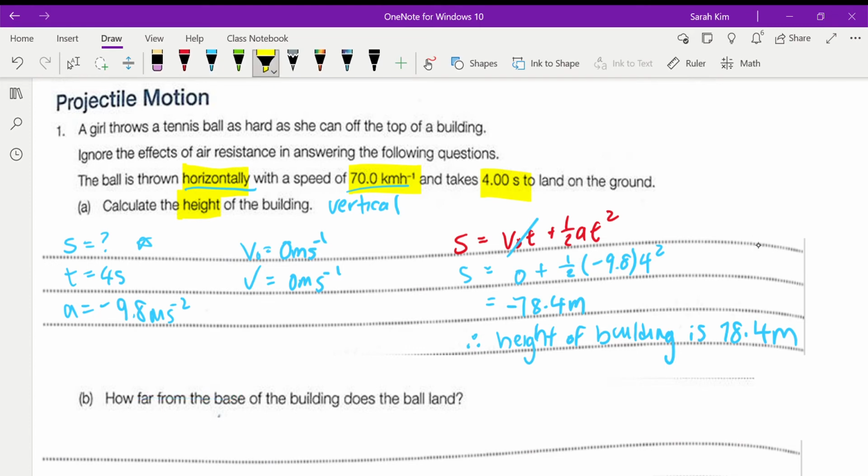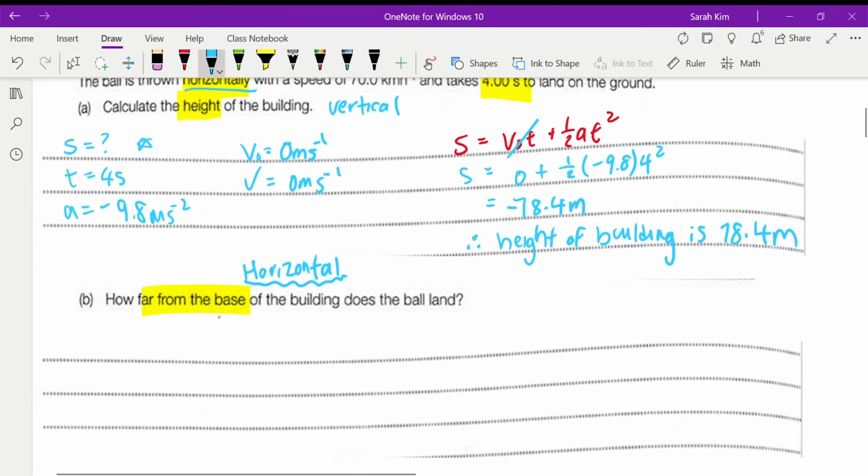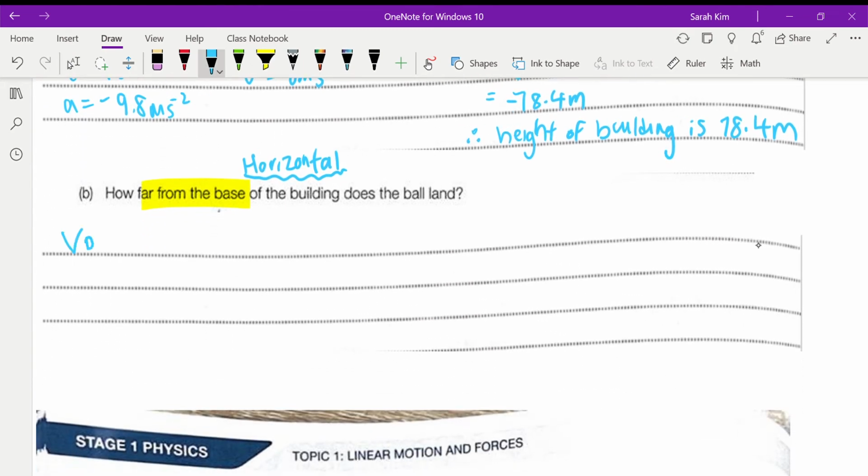So now, hopefully you understand that it's a horizontal component. So that is what we're going to look at now. Some facts: remember this fact, 70 kilometers per hour, that's the horizontal velocity, so I can use that as my initial velocity now. V0H is 70 kilometers per hour. And if I divide that by 3.6, I should be able to change it into meters per second. 19.4 meters per second. My S is the question mark.